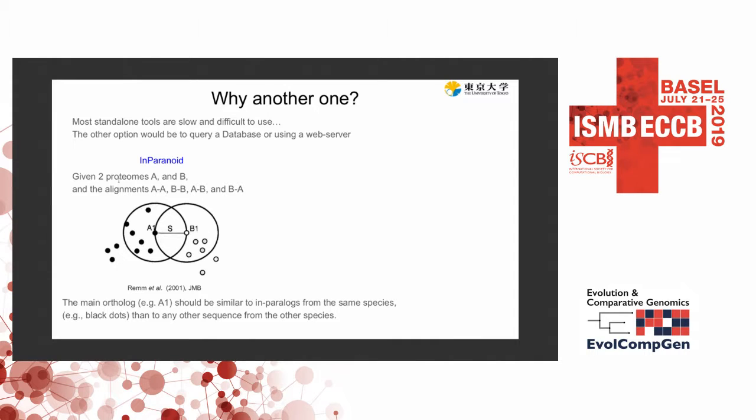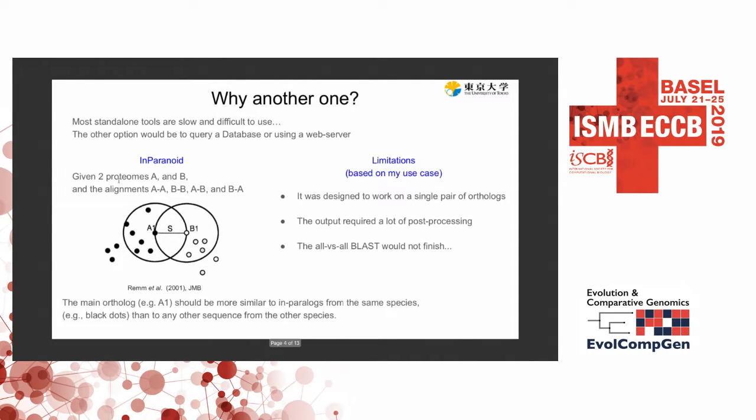And as you can see, for example, if you have two proteomes, in this case, A and B, let's say that A1 and B1 are the main orthologs. If you see you have the black dots in here, right? The black dots inside the circle in A1, those are inparalogs. So the idea is that the main ortholog should be more similar to an inparalog from the same species than to any other sequence from the other proteome, right?